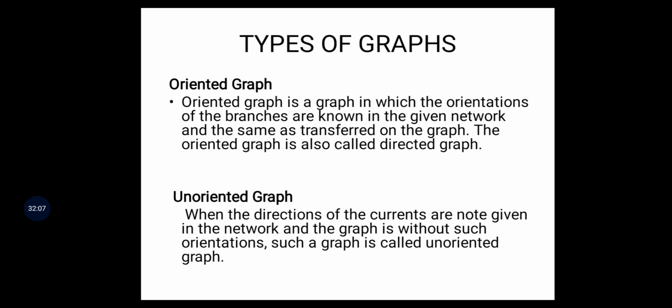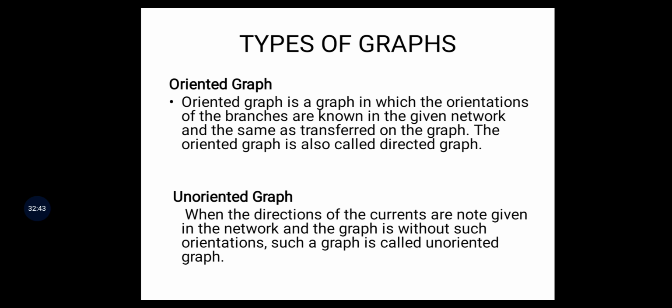Oriented graph means if you take any graph, there are current directions, voltage references, plus and minus signs, and current directions in the circuit. Exactly the orientation, whether positive or negative direction, clockwise or anti-clockwise direction, any direction, we exactly represent on the graph, then that is called an oriented or directed graph.